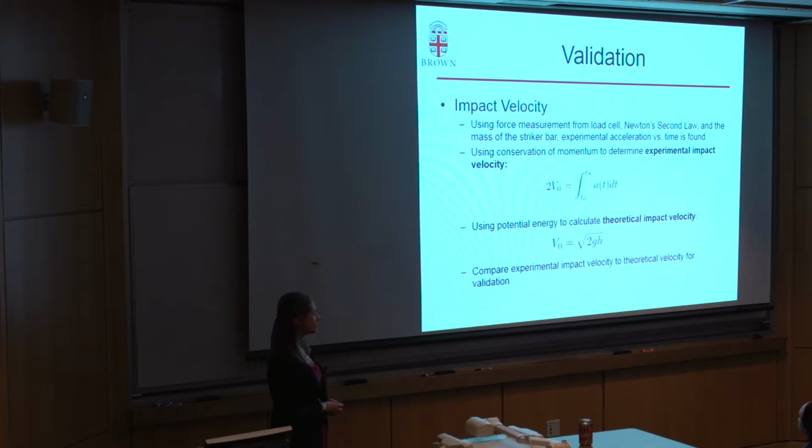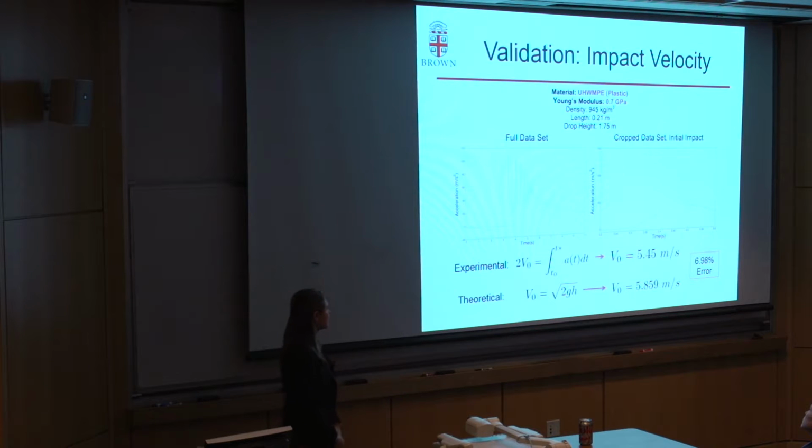The potential energy equation was used to give me the theoretical impact velocity equation as shown, v equals square root 2gh. It's just dependent upon the drop height. So I compared the experimental impact velocity and theoretical impact velocity using this data here, which was for a plastic bar, ultra high molecular weight polyethylene.